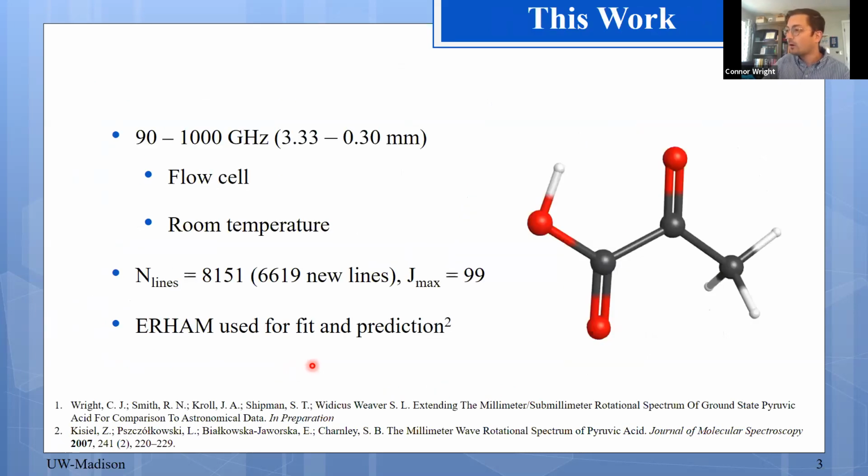So what is our work focused on? We have the capability in our lab to measure from 90 gigahertz to up to 1 terahertz. And so we measured the complete spectral range of our capabilities for pyruvic acid in a standard long path length Beer's law flow cell experiment. We were able to add about 6,000 new transitions and assignments with a J-max of 99. And like I mentioned, we used Airhem for that fit and prediction based on the recommendation of that previous work.